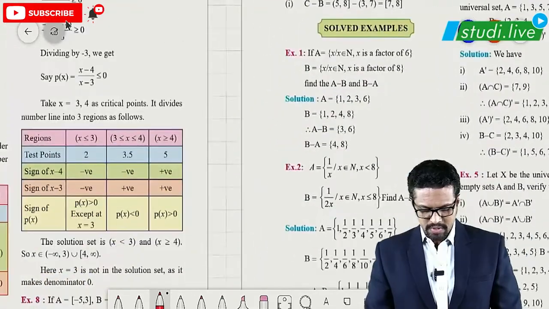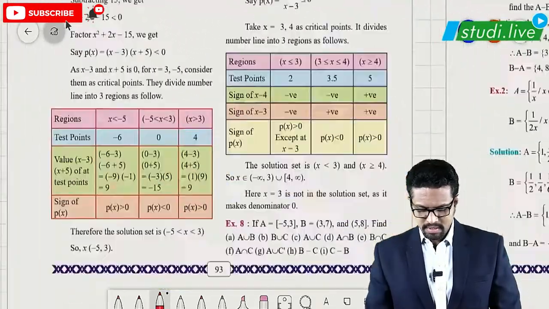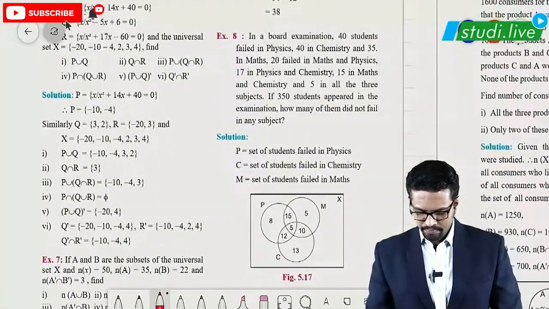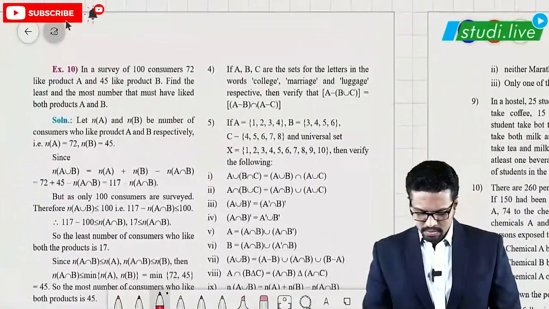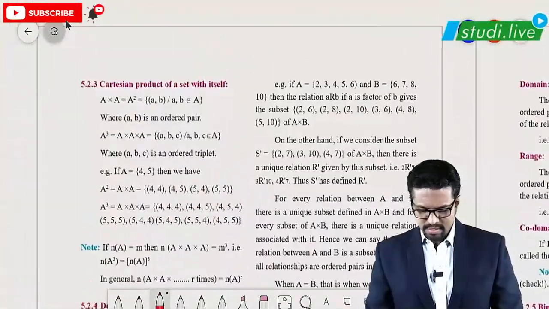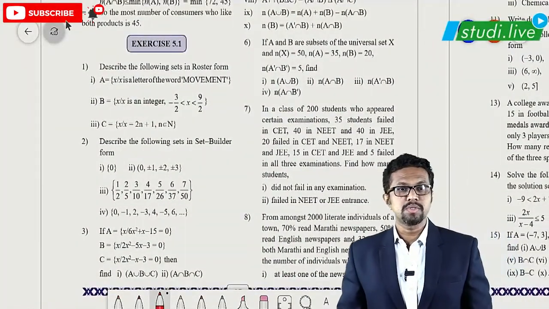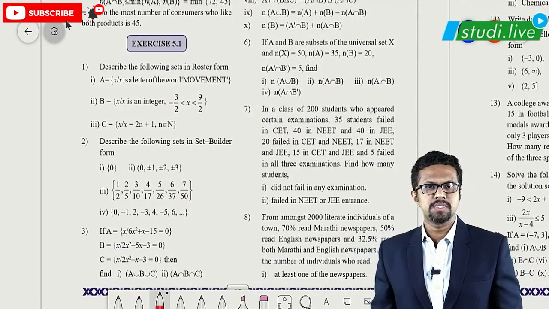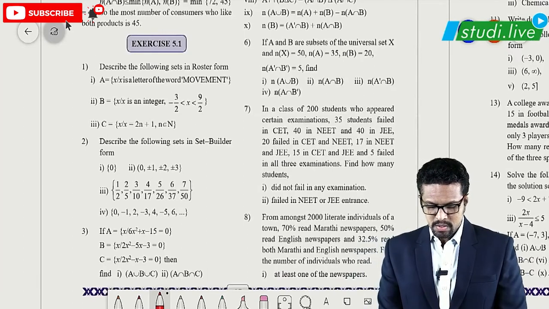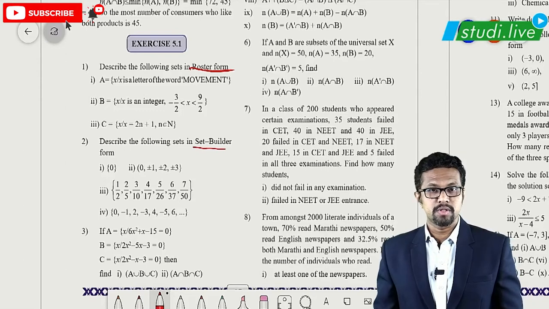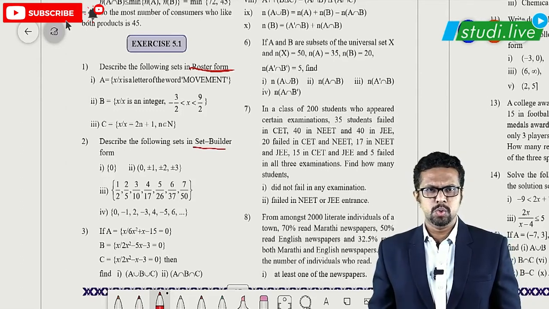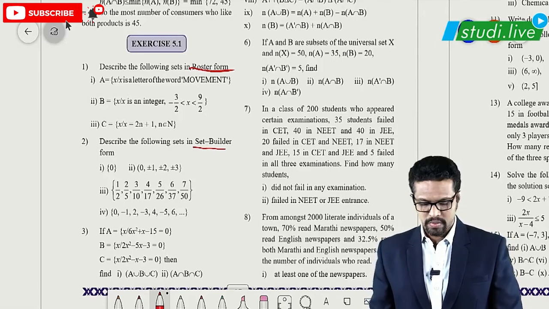Okay, so now we can start with the questions. So let us start with the exercise. In this, the first few questions, these questions are actually very simple. They are just based on writing the set in the roster form or writing the set in the set builder form, writing the rule for the given values. Okay, so these type of questions are very easy. You can just go through the sums once. Once you have understood the questions, they are not that difficult to solve at all.